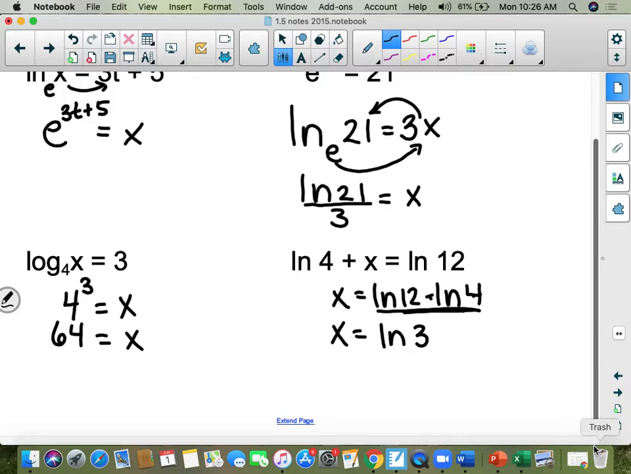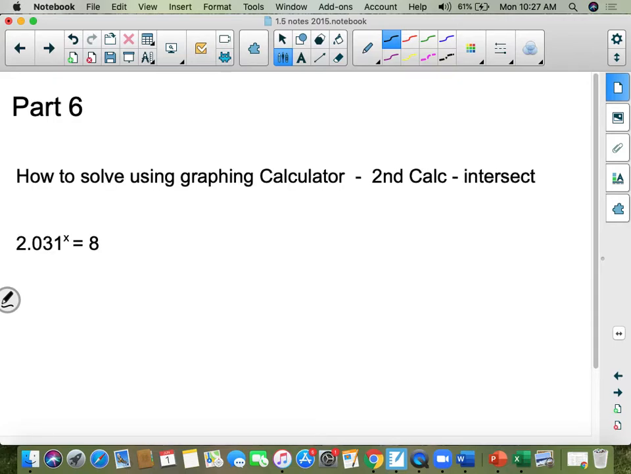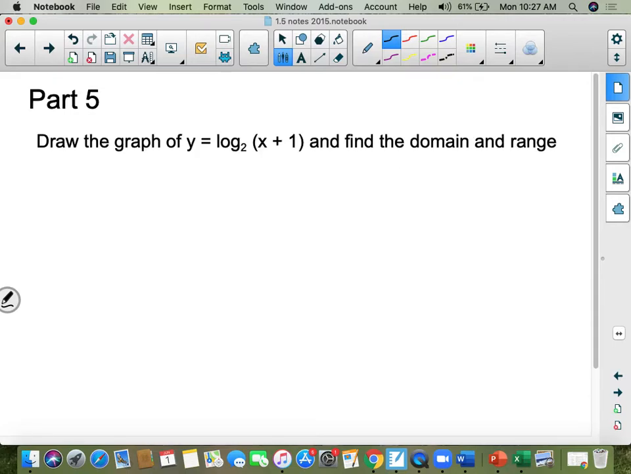You're going to use a lot of this at the end of the year, but I still wanted to review natural logs because it's in this section. And I think this is it. Oh, we got a couple more pages. Two more pages. Draw the graph of y is equal to log base 2 of x plus 1 and find the domain and the range.